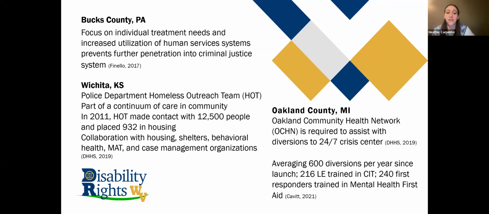So this includes using telehealth and connections to providers in the community, and the program is averaging 600 diversions per year. 216 law enforcement officers have been trained in CIT, and 240 first responders have been trained in mental health first aid. After receiving the CIT training, the officers use the mental health training services 38 times more than they did before the training.